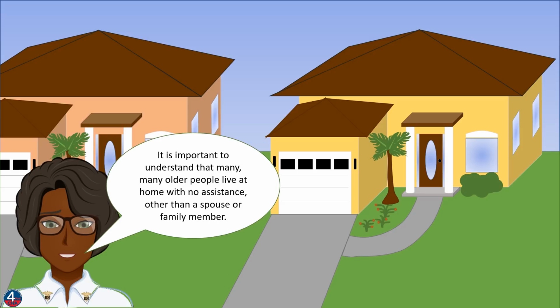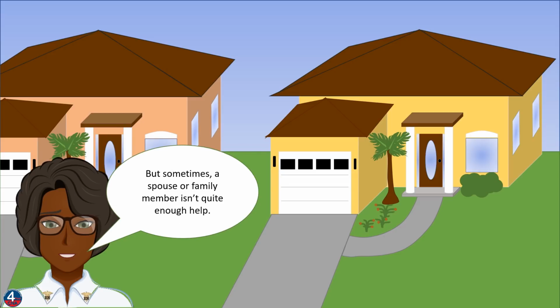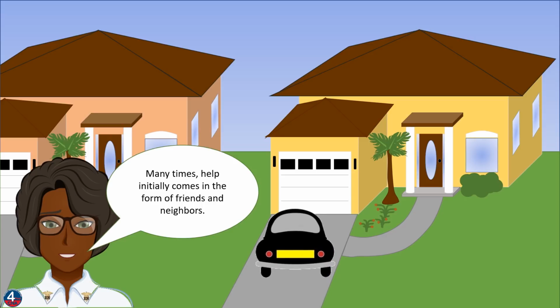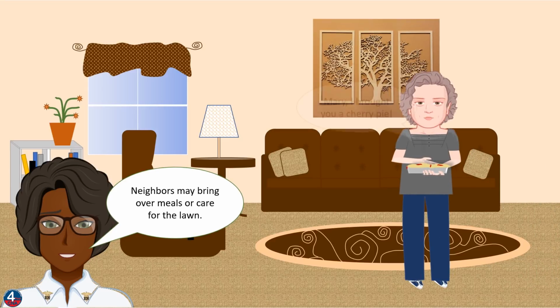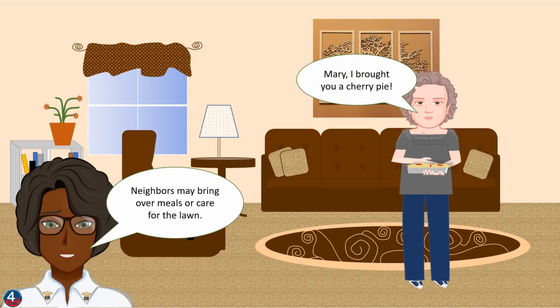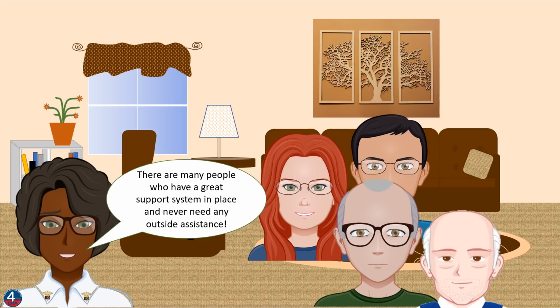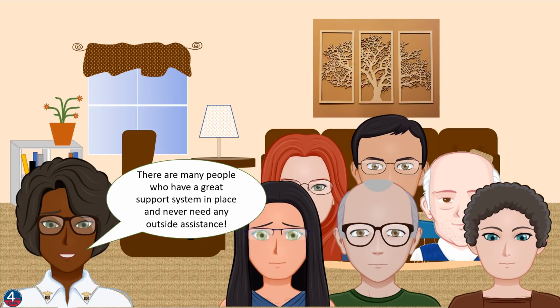It's important to understand that many older people live at home with no assistance other than a spouse or family member. But sometimes a spouse or family member isn't quite enough help. Many times, help initially comes in the form of friends and neighbors. Friends may drive a person to appointments or go get groceries for them. Neighbors may bring over meals or care for the lawn. There are many people who have a great support system in place and never need any outside assistance.